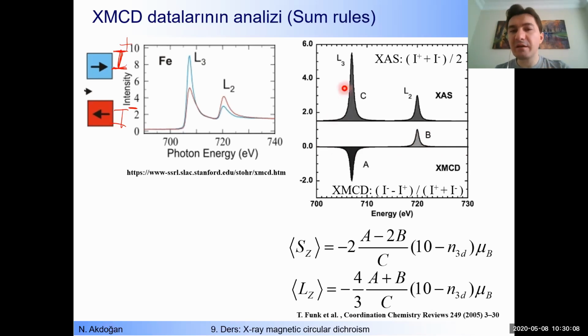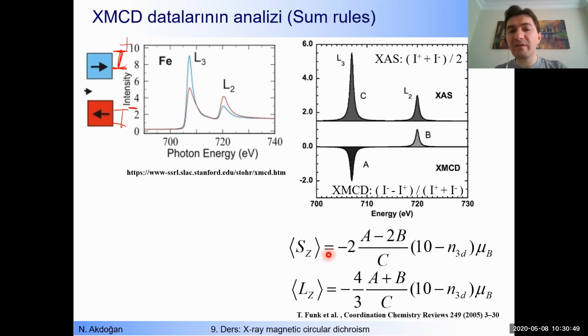So if we integrate that curve, we have, let's say, this area under this curve. The area is called C. And here we have the area on the negative side called A. And on the positive side, we have B, you see? By using that C, A, and B, I can calculate the spin magnetic moment and orbital magnetic moment separately for that element, okay? This is given by some rules.